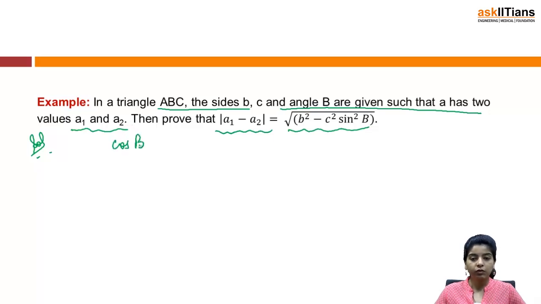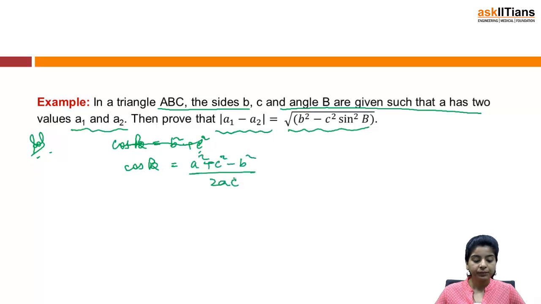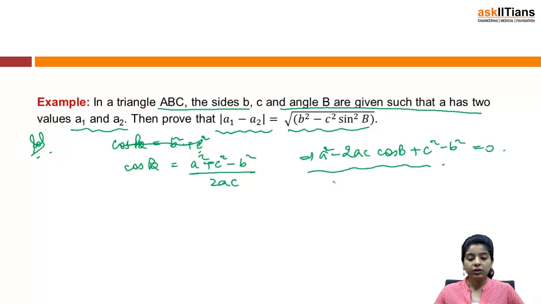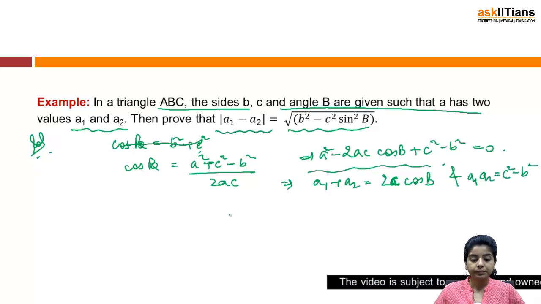First of all, we know that cos B = (a² + c² − b²)/(2ac). Right? So this gives me a² − 2ac cos B + c² − b² = 0. Now if I consider this to be the equation and it's given that a has two values a1 and a2, so a1 + a2 would be 2c cos B and a1 a2 would be c² − b², right?